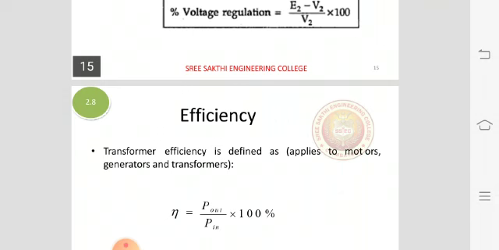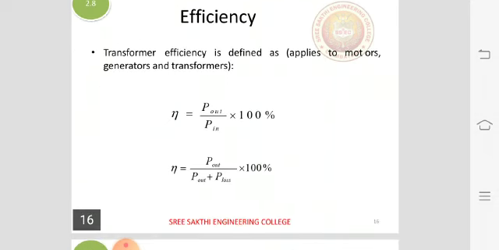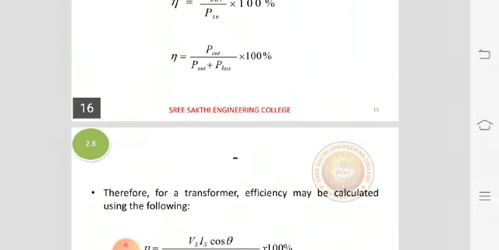So thus we can calculate the efficiency, output by input, by using the efficiency formula eta equal to P out by P in into 100 percent. The transformer efficiency is defined as applies to motors, generators and transformers. We are going to calculate using the formula eta equal to P out by P out plus P loss into 100 percent. You have to calculate the output power along with the losses. From that we have to calculate the efficiency.